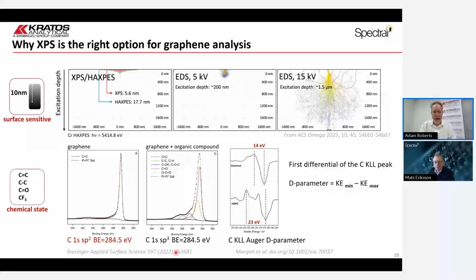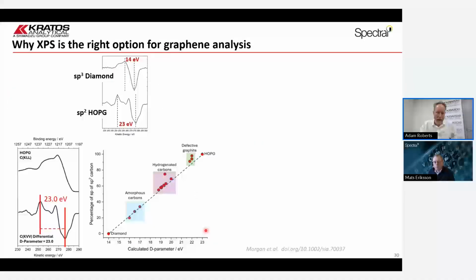bonding geometry. And a nice little tool which the XPS community will probably be quite familiar with is to look at the carbon Auger. If we take the first differential, we can measure the so-called D parameter, which is the difference between the kinetic energy of the maximum and the minimum. And this can give me a really good handle on the amount of sp2 and sp3 type carbon bonding in my material.